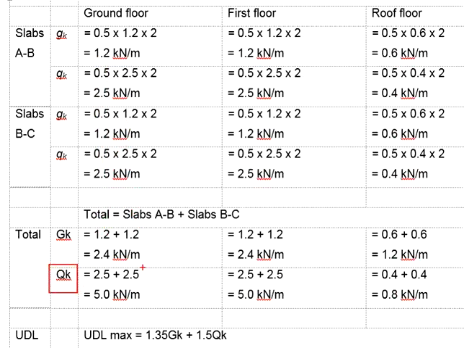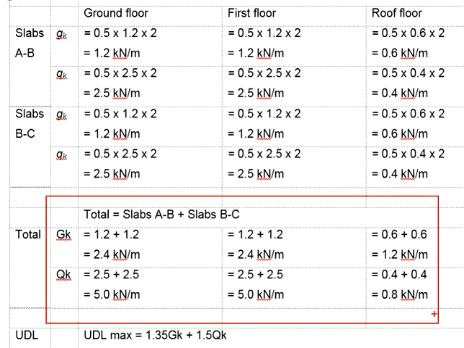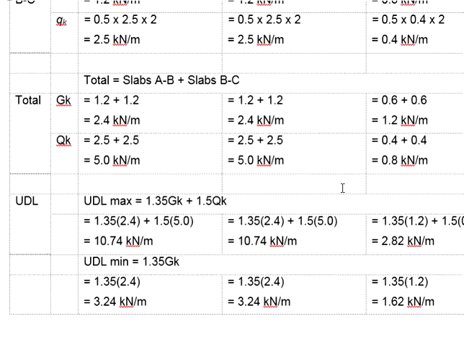As for the QK, it will be 2.5 plus 2.5. And then do the same for the first floor and the roof floor. Having the GK and QK determined, now you will need to determine the maximum and the minimum UDL. For maximum UDL, you will have both GK and QK present: 1.35 times GK plus 1.5 times QK. Do the same for the first floor and the roof floor.